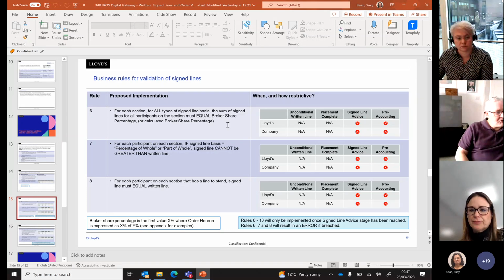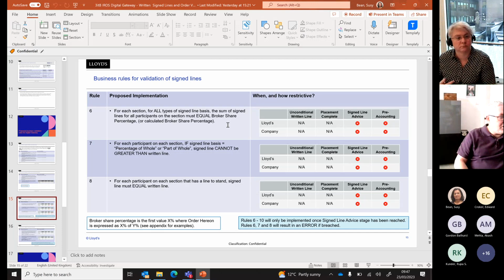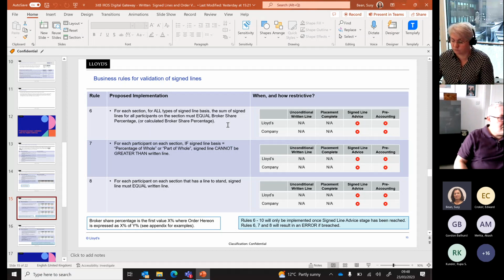Susie, on several of these, it's just logic that can't be argued with. Yeah, so it's not so much asking you to validate the logic, it's more that we're putting this as an error and that we're validating this for sign line and pre-accounting stage, and if it fails, it will be an error, not a warning. And you're proposing an error because it's a mathematical failure. Yes. I think that's logic then. Yeah, I agree with that.